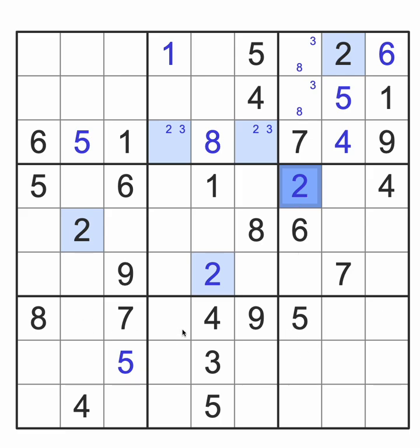And these are 6, 7, 9. Now 6 blocks this cell. This 6 blocks this cell. That gives me 6 here.